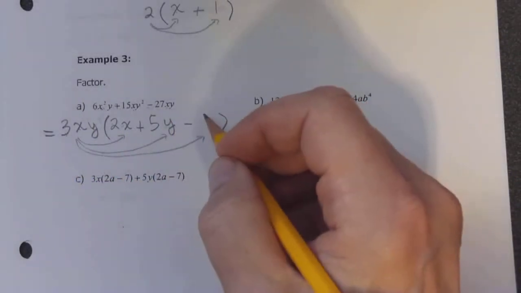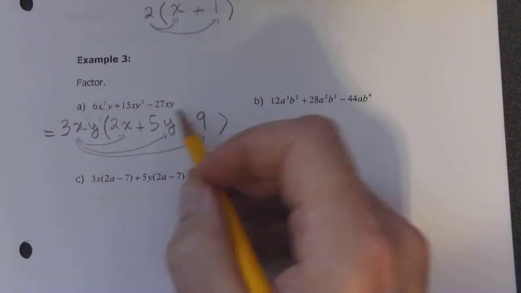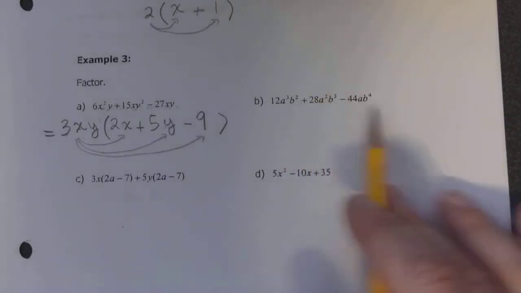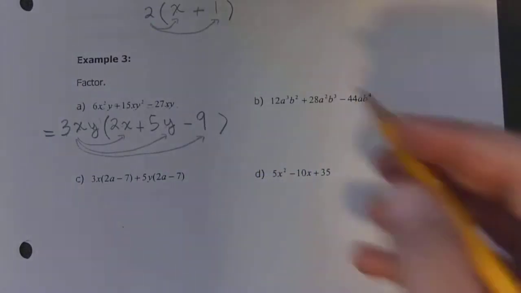Okay, last one. 3 times something, 27. 9. And then xy, xy, just leave it. And you're done. You've fully factored that. This is what we call just common factoring. So there's going to be different types of factoring by the time we're done this chapter, okay? The first type is called common factoring.